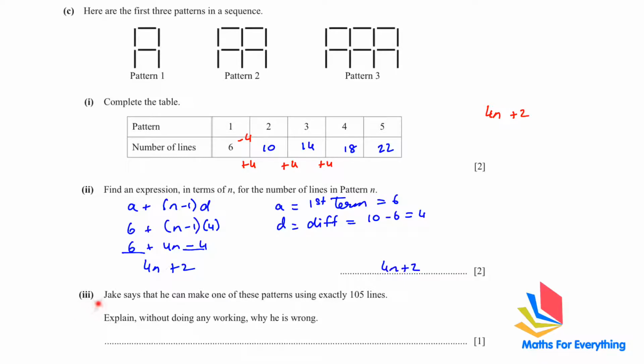Next, Jake says that he can make one of these patterns using exactly 105 lines. Explain without doing any working why he's wrong. He is wrong because all patterns have even number of lines. So you can write it down that all patterns have even number of lines.